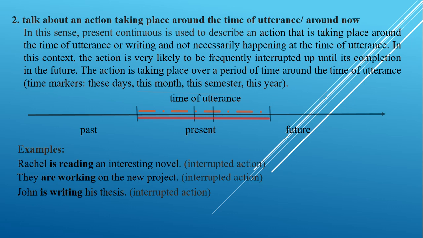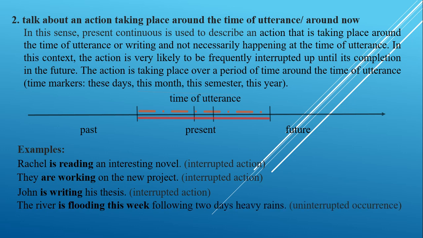Next sentence, the river is flooding this week, following 2 days of heavy rains. This is a great example of uninterrupted. After 2 days of heavy rains, of course, the river will get flooded, and the duration of this flooding might occur for days or weeks, right? And this is non-stop. So that's why I consider this occurrence of the flooding as an uninterrupted action. And by the time you say this statement, the river is still flooding. It's not over yet, right?